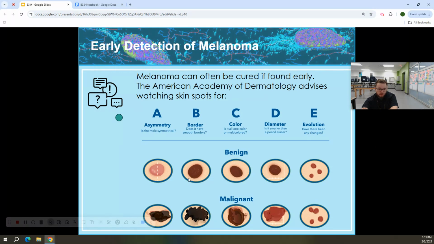Border, does it have a smooth border? You can see this one is very smooth, very defined. This one is not, it kind of looks like a paint splotch or an oil splotch. Color, is it all one color or is it multicolored? Diameter, it should be smaller than a pencil eraser. If it's larger than that, it is worrisome. And then evolution, if it's been changing or evolving, or if it starts changing or evolving. So if I've had these 3 spots for the past 5 years, okay, that's fine. But if they start changing or new ones start appearing, then that is a risk factor that's concerning.